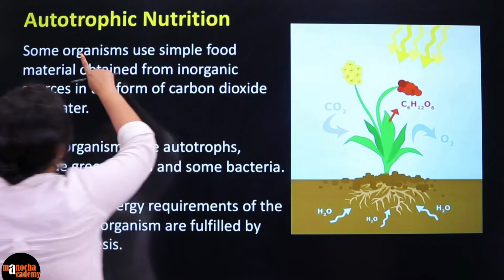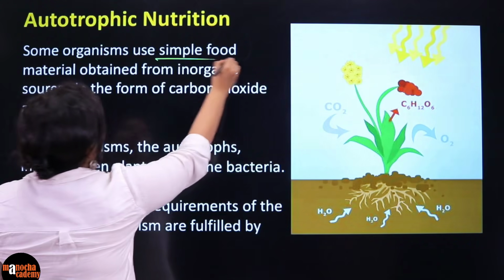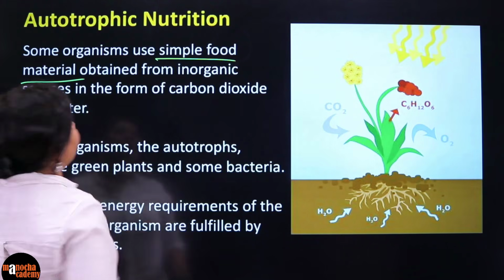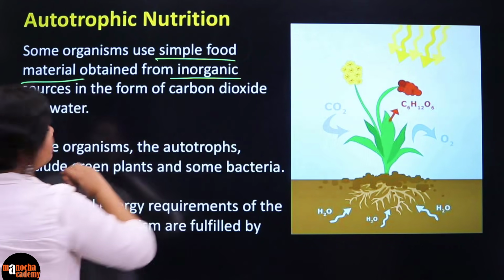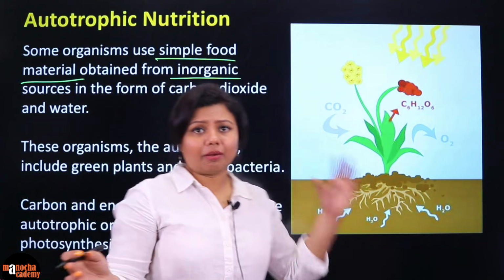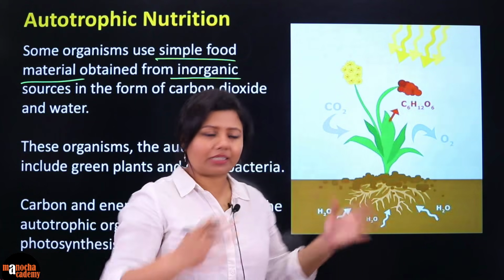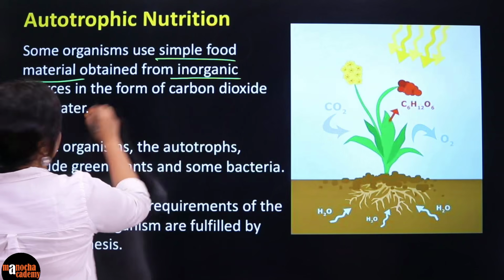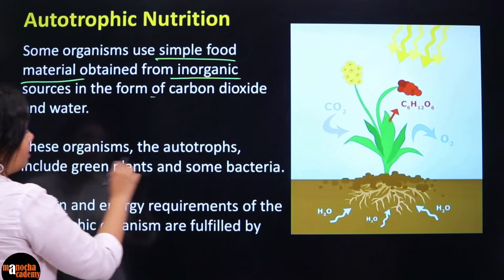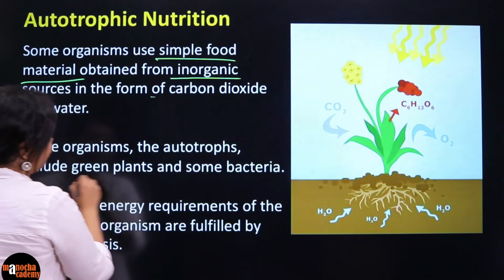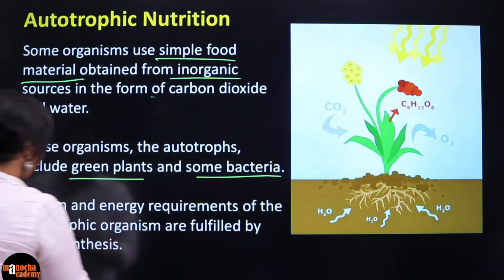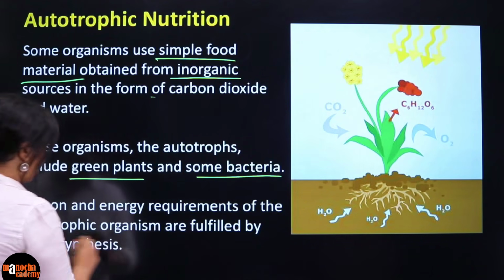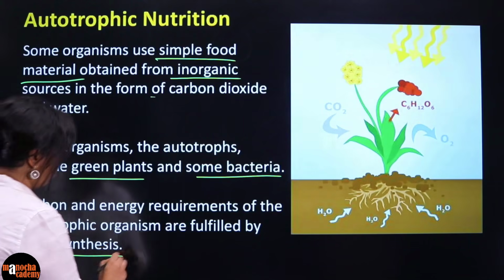So autotrophic nutrition is basically where organisms use simple food materials obtained from inorganic sources, meaning carbon dioxide and water, which are present outside. These organisms, the autotrophs, include green plants and some bacteria. The carbon and energy requirements of autotrophic organisms are fulfilled by photosynthesis.